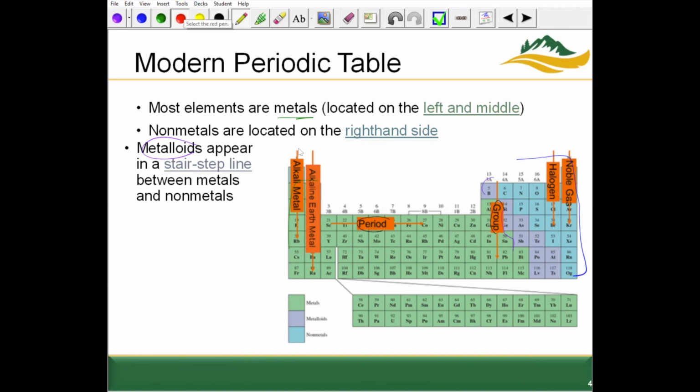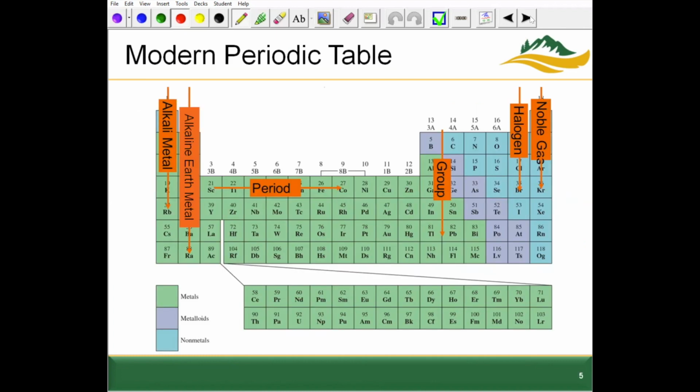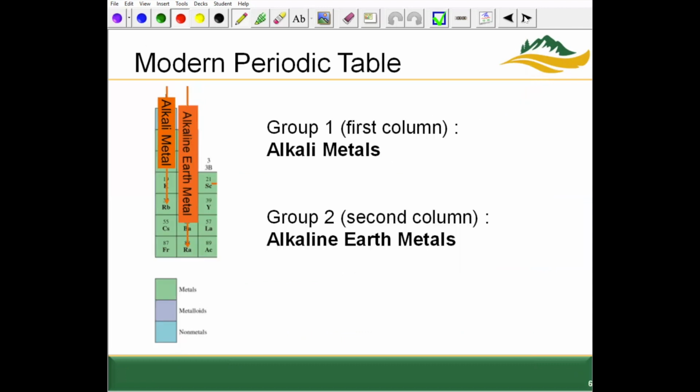We're going to go through each of these categories now and talk a little bit more about these different groups. Here's a little bit bigger of an image so you can see where the alkali metals fall, the alkaline earth metals fall, the halogens, and the noble gases. It's important to start to get really familiar here with these names. So group 1, the first group, are the alkali metals.